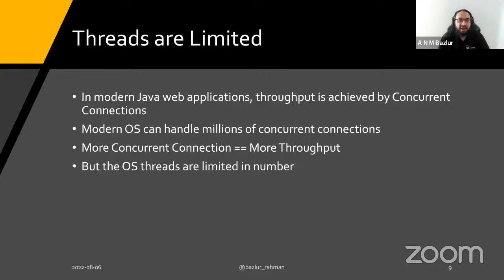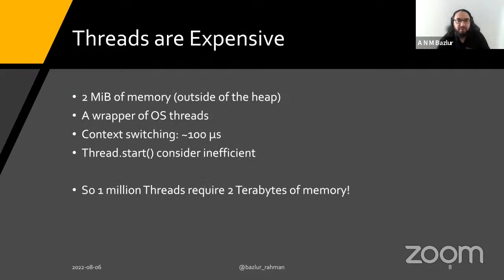That makes sense, right? And we don't really have a limitation on concurrent connections in modern operating systems, because they can handle millions of concurrent connections. So if we have more requests to the web server and we can handle them, we achieve more throughput. That's our goal. The problem is, although we can handle millions of concurrent connections, we cannot have millions of traditional threads, because threads are expensive. Millions of traditional threads is not possible. Like I said, it would require about 2 terabytes of memory. That's a huge amount of memory.